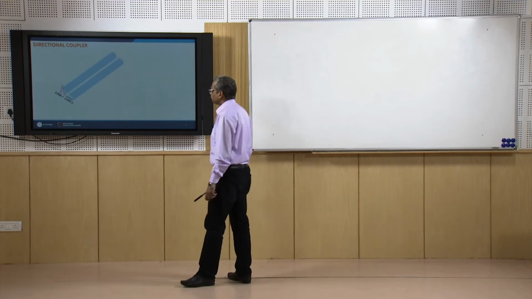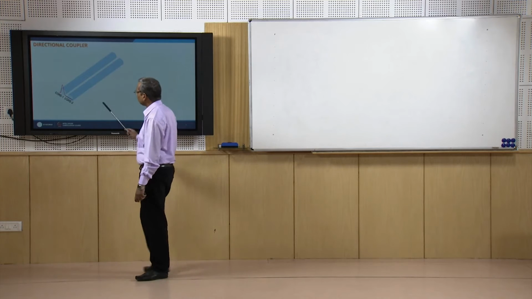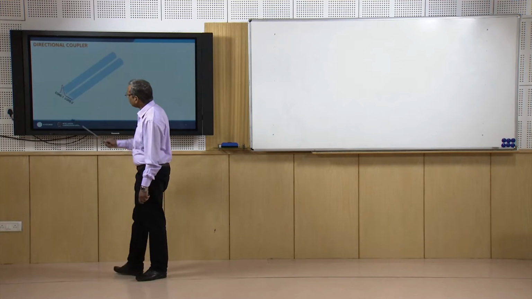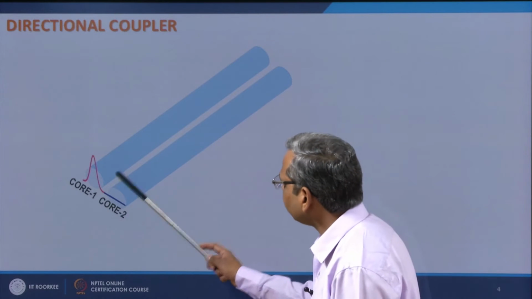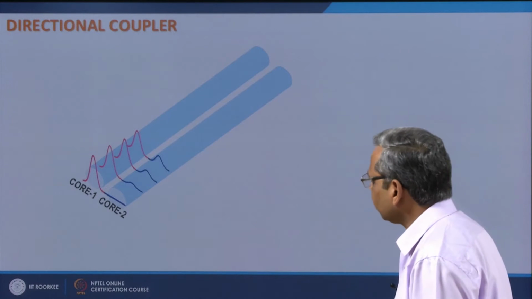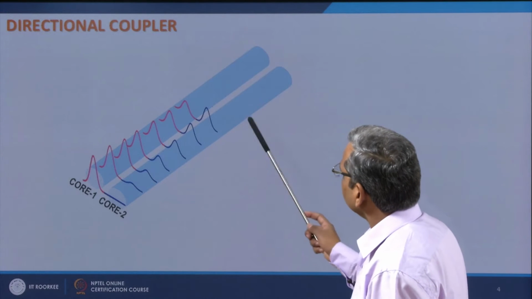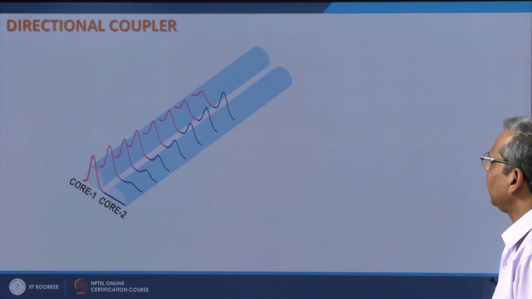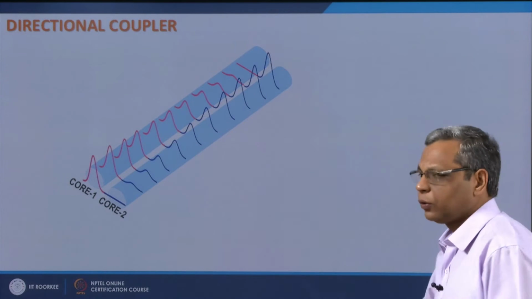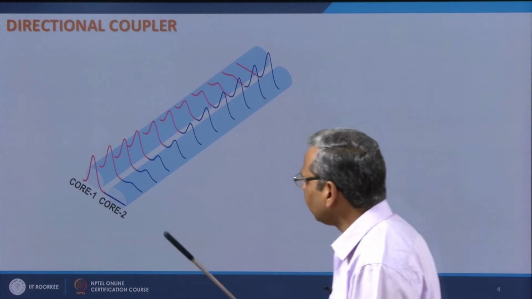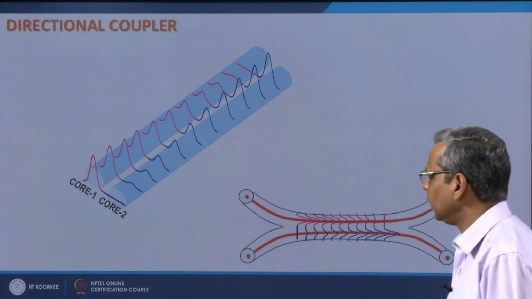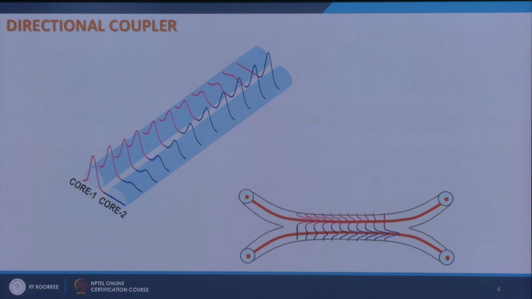So, what is a directional coupler? If we have two cores which are put together very close to each other and we launch light in core 1, then as this light propagates through this composite system, there is a redistribution of power between the two cores, and after a certain length all the power will come out of the other core. So, there is a switching of power from core 1 to core 2. If I look at it as a 4-port device, then this is port 1, port 2, port 3, port 4, and if I launch light in core 1, then light may come out of core 2 in the output end.